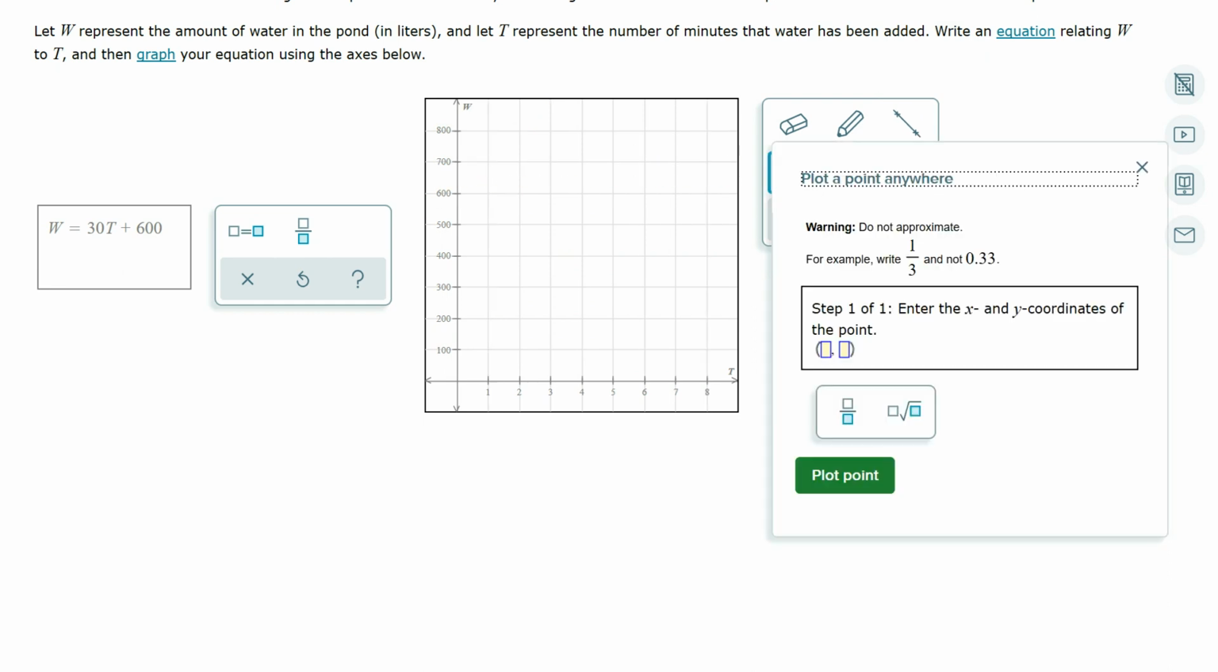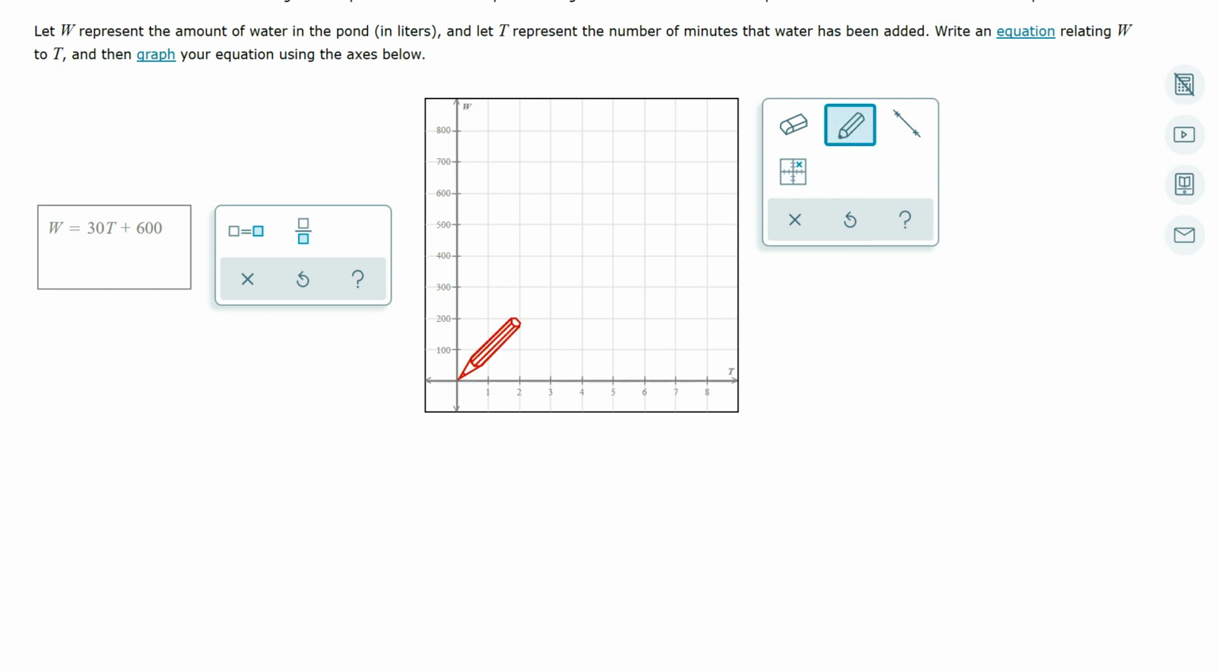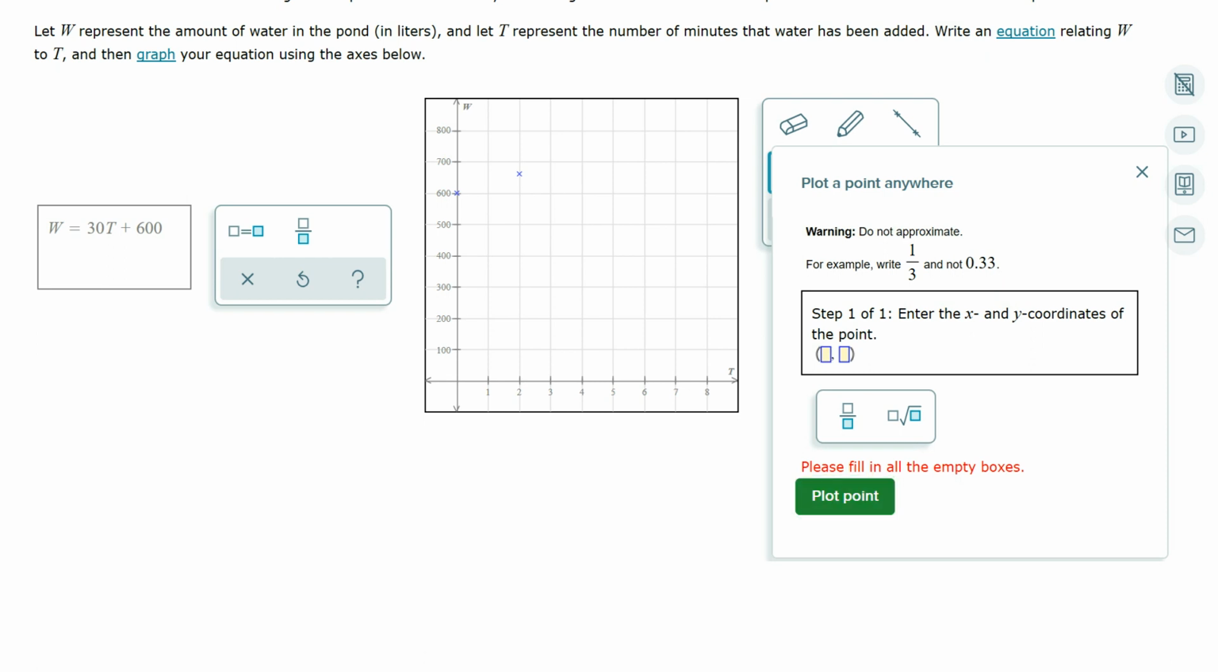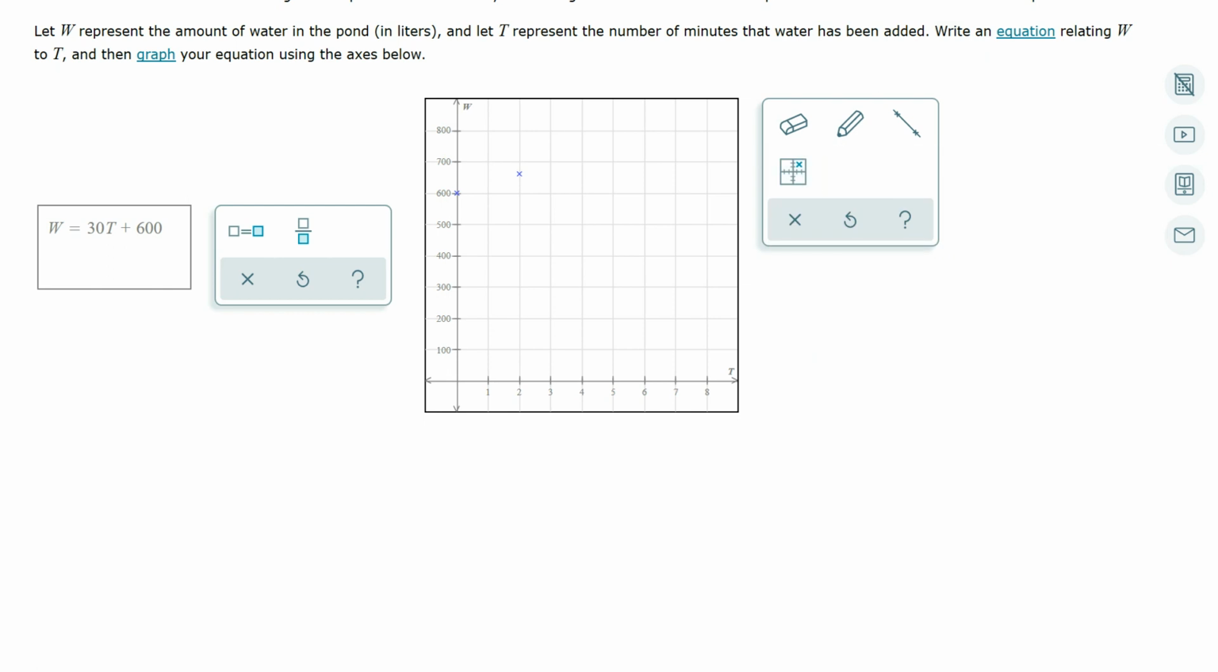Okay, plot a point. Let me X that out. Will this let me plot a point? There's a point right there, 600. Did it plot it? Okay, it looks like there's a point right there. And then I'm going to type in the other point. Do not approximate. So the other point was when x was 2, y was 660, and then plot point. Oh, okay, X that out. Sorry, I'm not used to this. And then I want to connect the dots, I guess. So click there, and on that point.